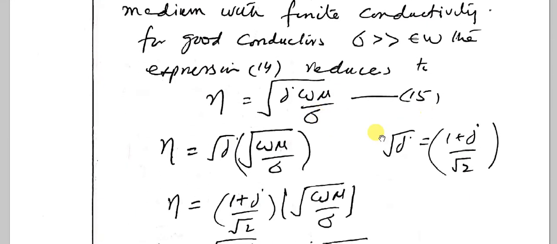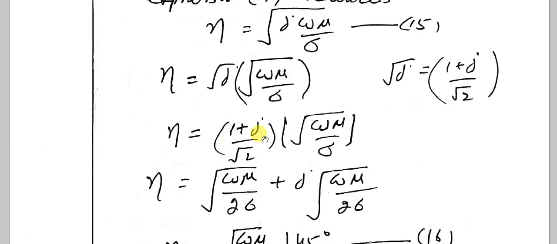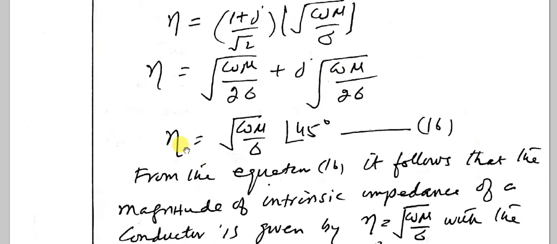So equation 15 can also be written as, if the square root of j is replaced by (1 + j) over the square root of 2, then η is equal to (1 + j)/√2 times the square root of ωμ/σ. Further rearranging, we get the square root of ωμ/2σ plus j times the square root of ωμ/2σ. So the impedance has a magnitude given by the square root of ωμ/σ, with a phase of 45 degrees.